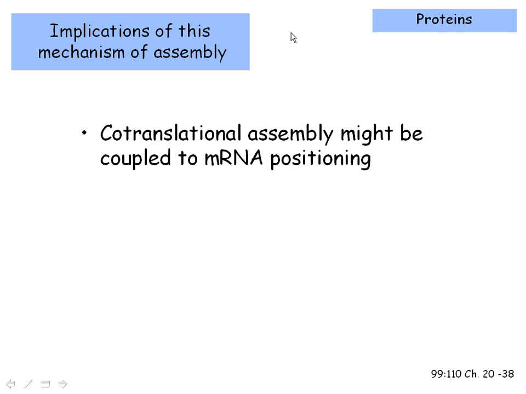What difference does it make to think that parts of the cytoskeleton assemble as they're being made? Well, it might mean that where your messenger RNA is would be very important because some of the assembly was going to happen where that message was.